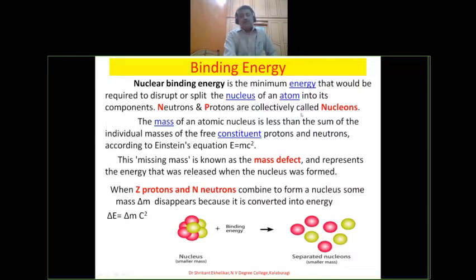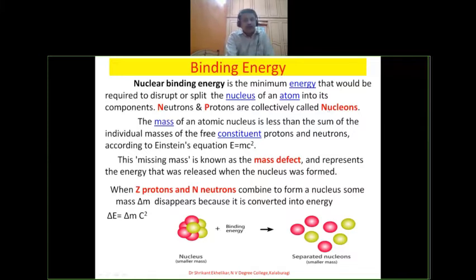So, binding energy is the minimum energy required to disrupt, or to keep, the nucleons of a nucleus together, that is neutrons and protons together, which we call nucleons. So, if we want to just count the number, then we say 4 nucleons, maybe 2 protons and 2 neutrons, like that.